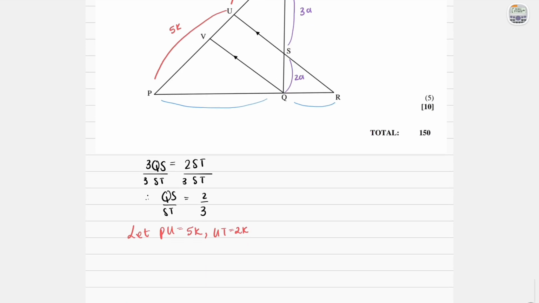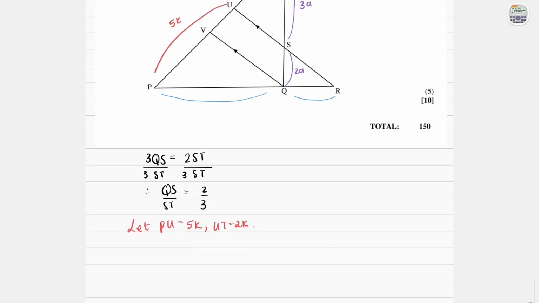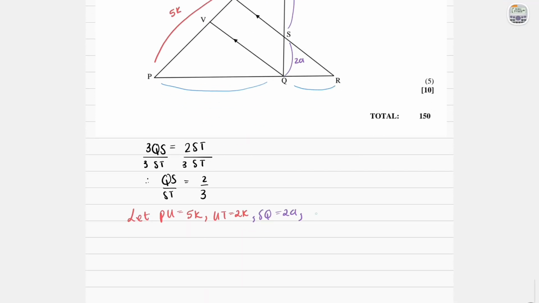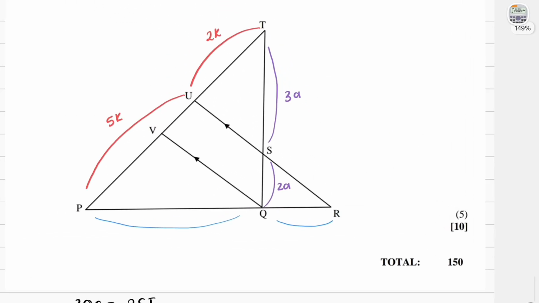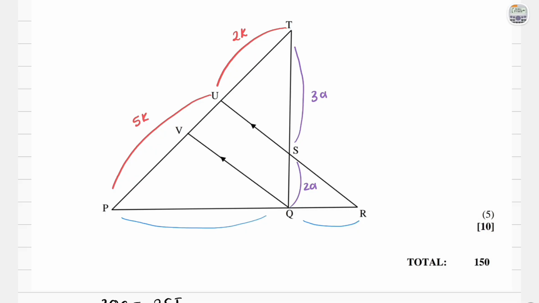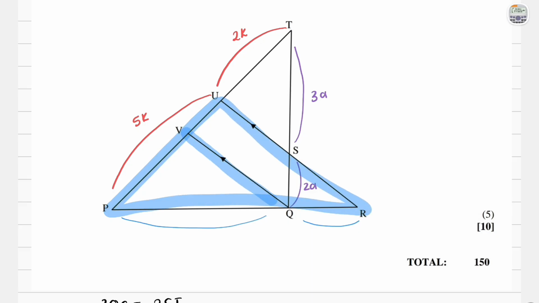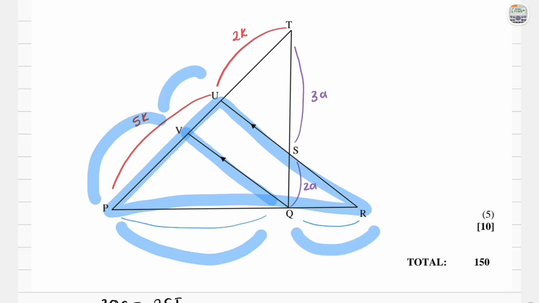And then we also know that I'm calling SQ 2A. So SQ is 2A and ST is 3A. So ST equals 3A. Okay, let's see how we can find PQ over QR. So to find PQ over QR, you see that using the proportionality theorem, because we have parallel lines, we can use this triangle over here. So this is the line parallel to one side of the triangle. So to find this, you can see that PQ is in line with PV on the other line. Okay, so they're in proportion. And QR, that one is in line with VU.